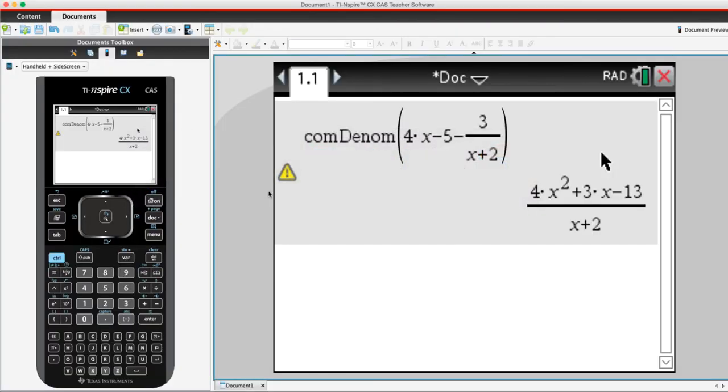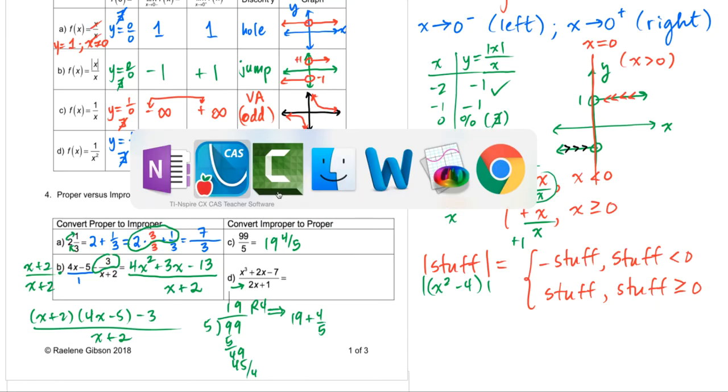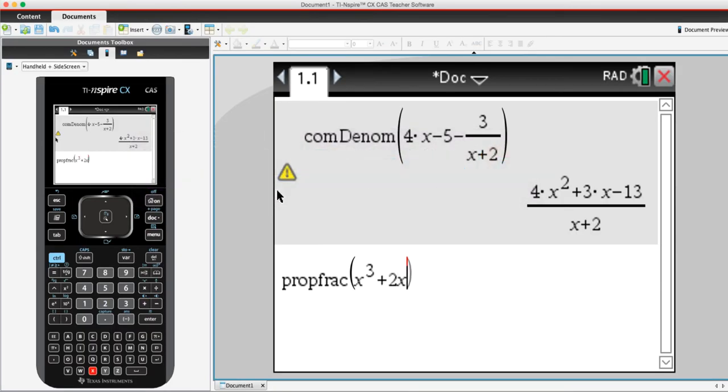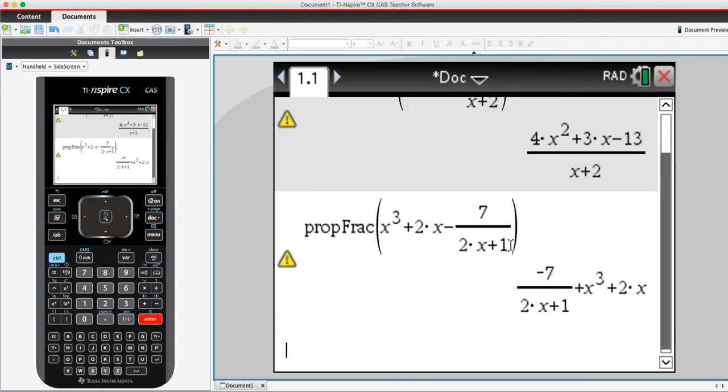So we have propFrac for the x cubed plus 2x minus 7. Let's just confirm. Plus 2x minus 7 divided by the denominator, which was 2x plus 1. And so we get a quotient part, the part that has a denominator of 1, of x cubed plus 2x, and we get a remainder, the numerator of this fraction part, of negative 7. And so we can write that as a proper fraction, because we have a degree 0 polynomial over a degree 1 polynomial. So this is definitely proper.